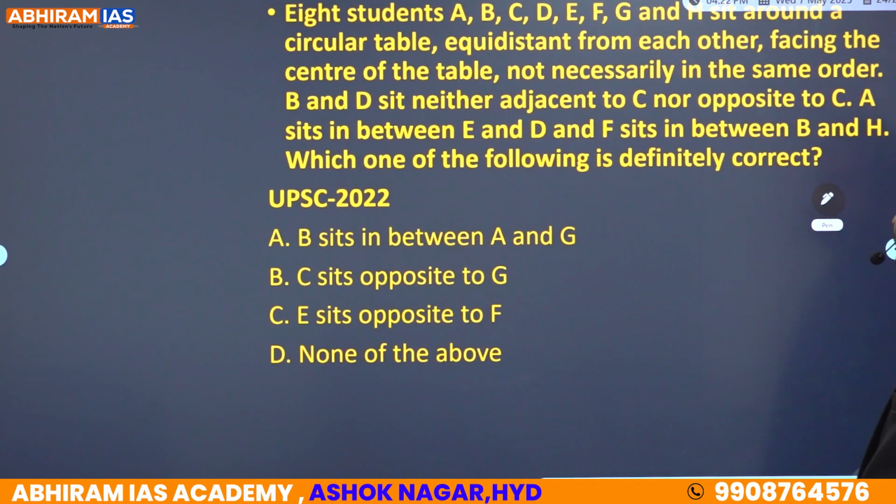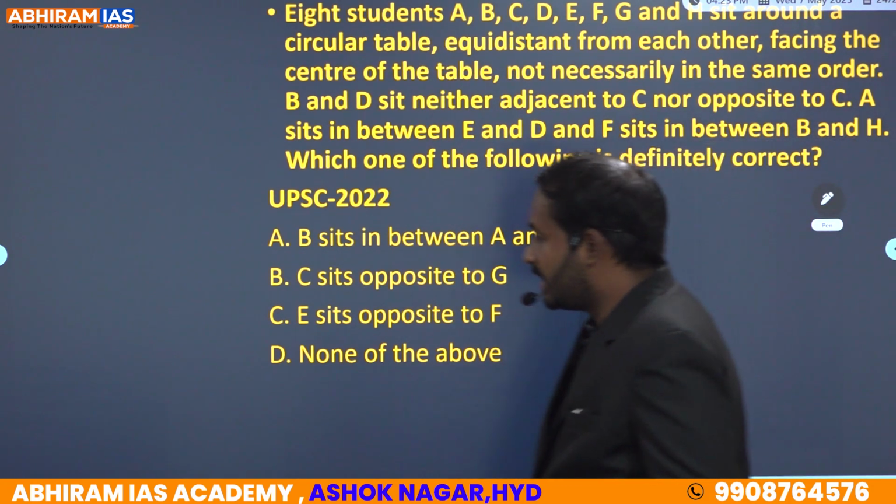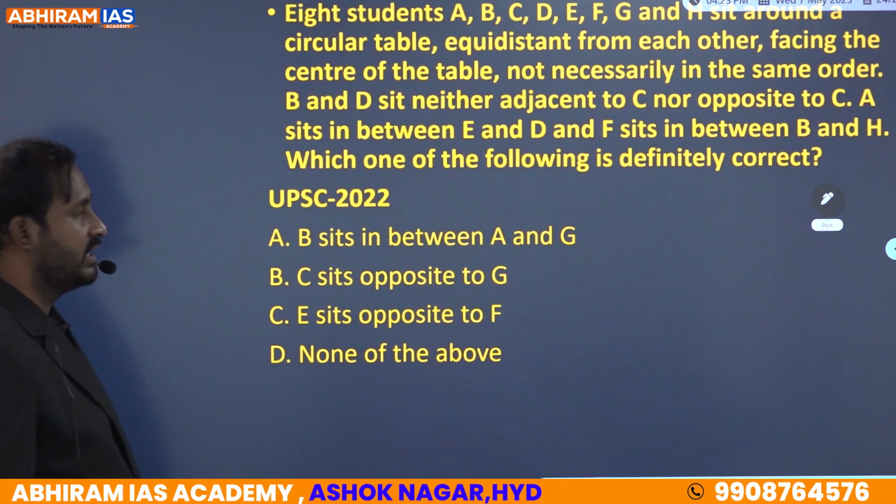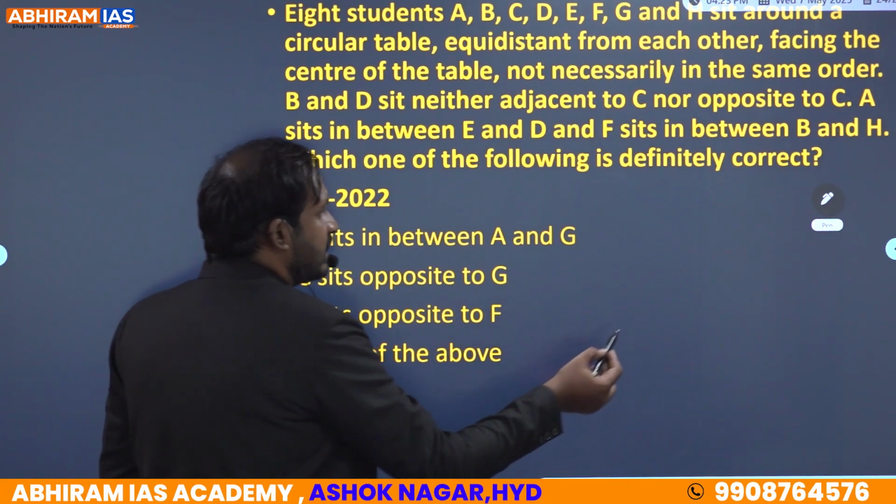Okay, next one. 8 students A, B, C, D, E, F, G and H sit around a circular table. 8 students are sitting around a circular table.